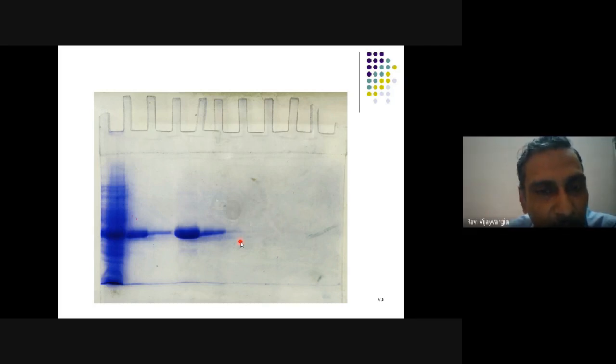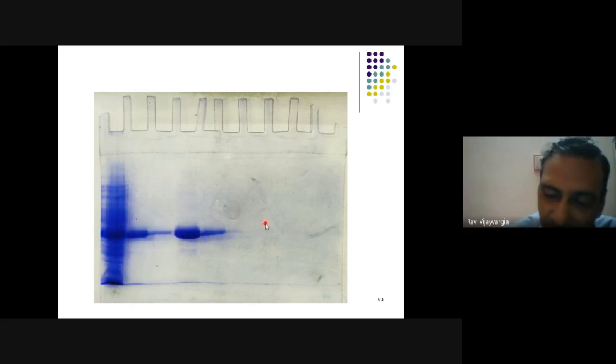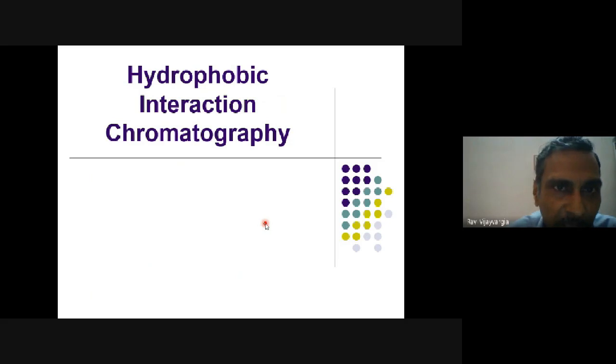So this is the power of affinity purification. You do not need to do any initial ammonium sulfate precipitation or any other step. Directly you put this mixture of thousands of proteins in the column, wash it nicely, and then elute with free imidazole, and you get your protein of interest, pure protein of interest. Okay. Now the next chromatography technique which we are going to discuss is hydrophobic interaction chromatography.